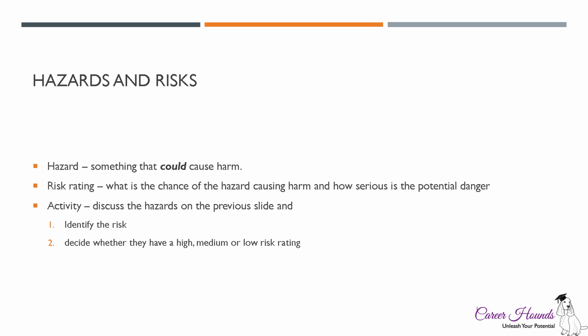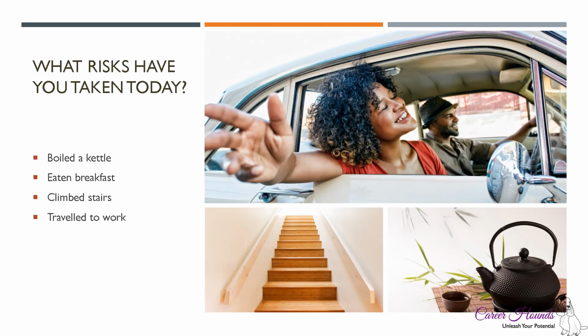So go back to the previous slide of actions and identify the risk. What is the potential danger of carrying out each activity? Then decide if you are likely or unlikely to incur an injury from that hazard and allocate a high, medium or low rating. Have a think about what potential danger there is when carrying out each of these activities, and are you likely or unlikely to be susceptible to the potential danger?